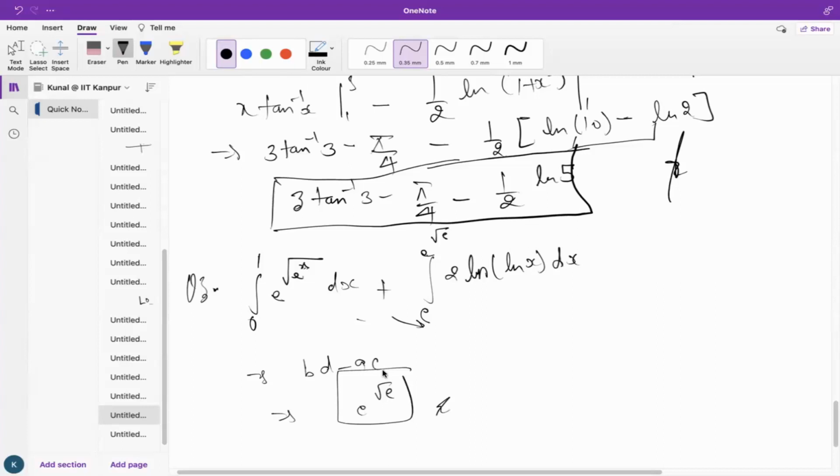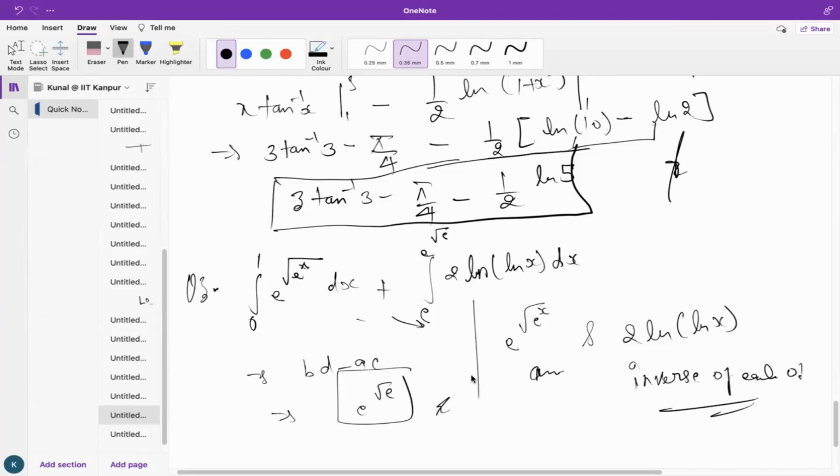It is just that easy, right? It seems tough, but it's not. It's easy actually. One thing you have to notice here is that e to the power root e to the power x and 2 log of log x are inverses of each other, right? So you have to notice it.